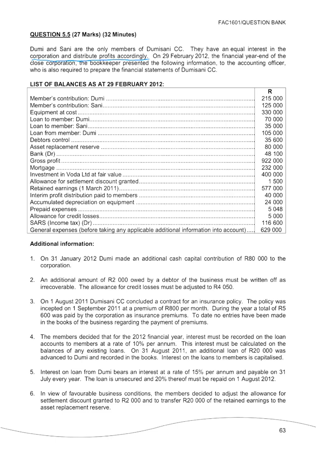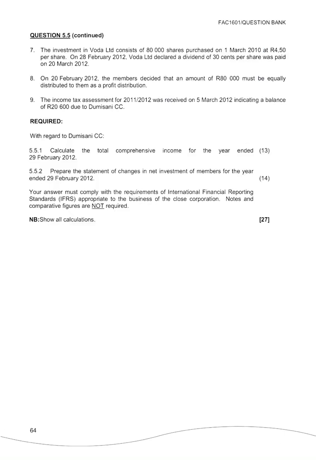Now the members' contribution, everything is given. So our year starts from the 1st of March 2011 until 29 February 2012. That's our financial period. Right, they want you to calculate the total comprehensive income and the statement of net investment. So before we do anything, we first write our structure.